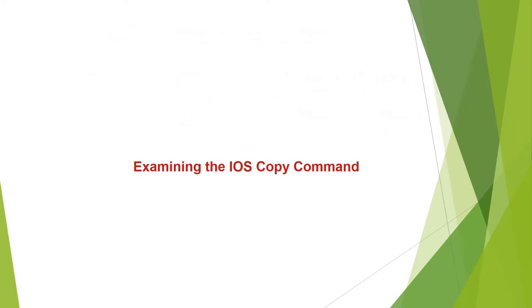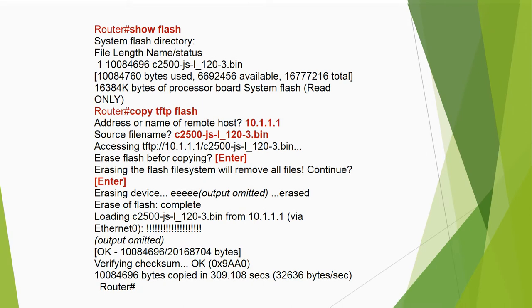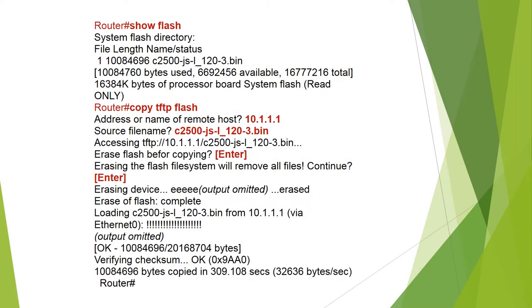Examining the IOS copy command. Show flash: system flash directory, file, length, name, status. This will give this value: 11084696 C2500-JS-1-120-3.bin, 11084 available.